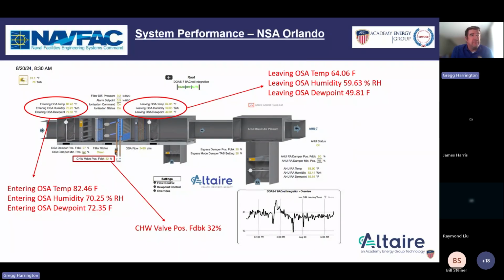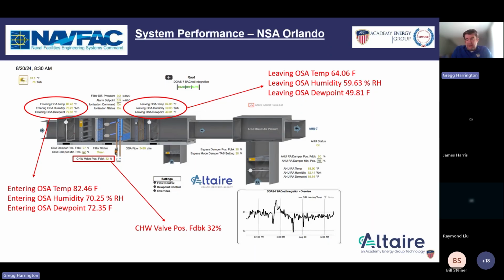So to give you an idea of what this looked like according to BAS data, a real-time snapshot, if you look in the upper left-hand corner, you can see this is a morning day in August. Very humid out, 82-degree dry bulb, 72-degree dew point. And really, this is a condition that we excel at.